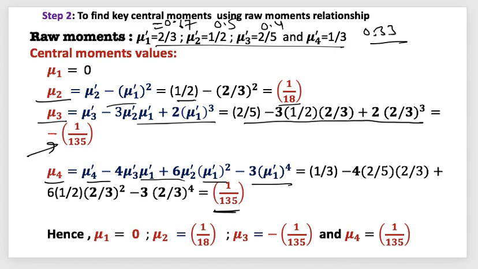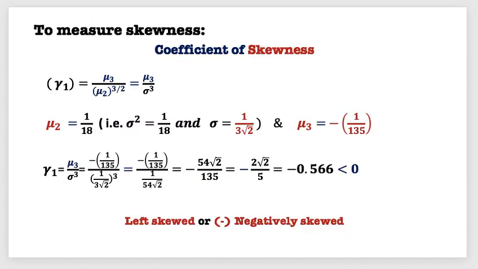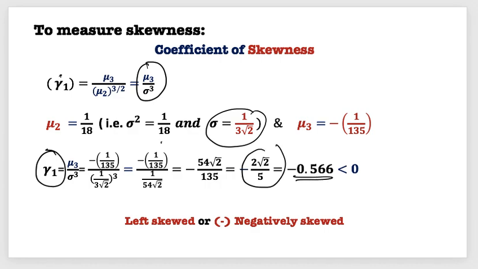We can also handle this with the help of the coefficient. So when we plug in the values, we get the gamma 1 value. Gamma 1 is mu3 upon sigma cube, and when we take the square root of 1 by 18, we get 1 upon 3 root 2. So this answer is minus 0.566, right? After simplification, it is negatively skewed because a negative answer is coming up.